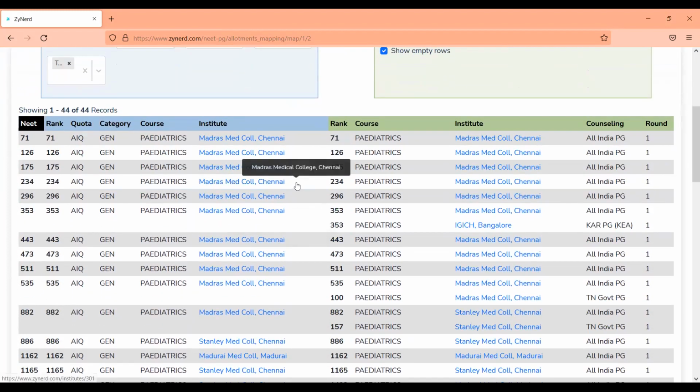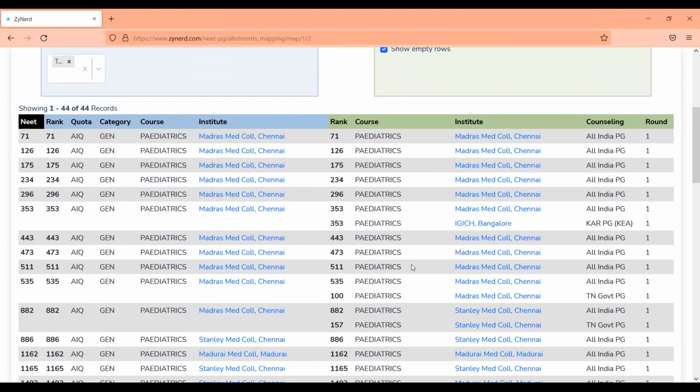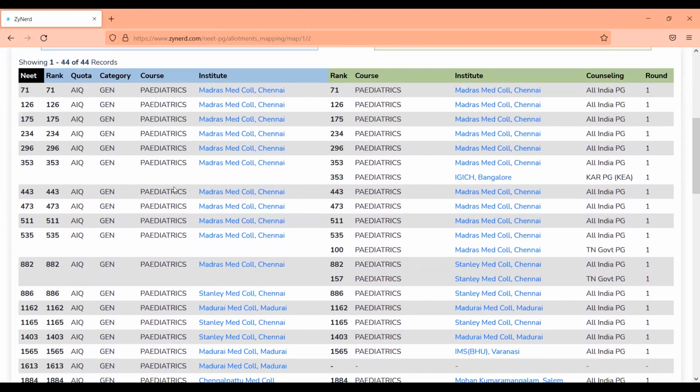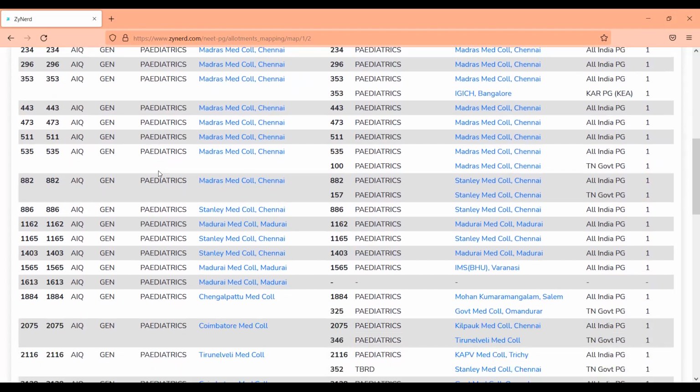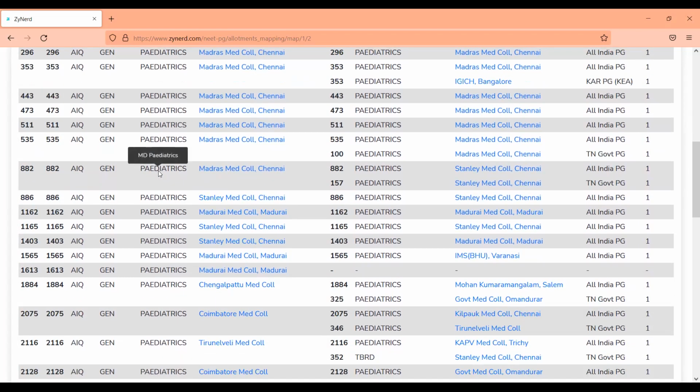I may or may not have got a seat in pediatrics in all India round 2. But this will tell me what seats all those candidates who have got all India round 2 today had earlier held in the state rounds. For instance, this candidate had a Madras Medical College seat as well as an ICH Bangalore seat, and now once again has filled in a Madras Medical College seat in all India round 2. Highly likely that the candidate may end up with this seat. Similarly, you will be able to see all the candidate seats.